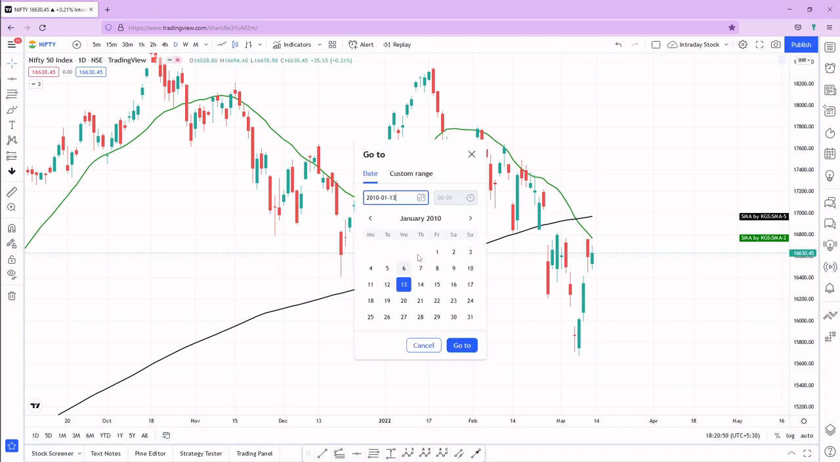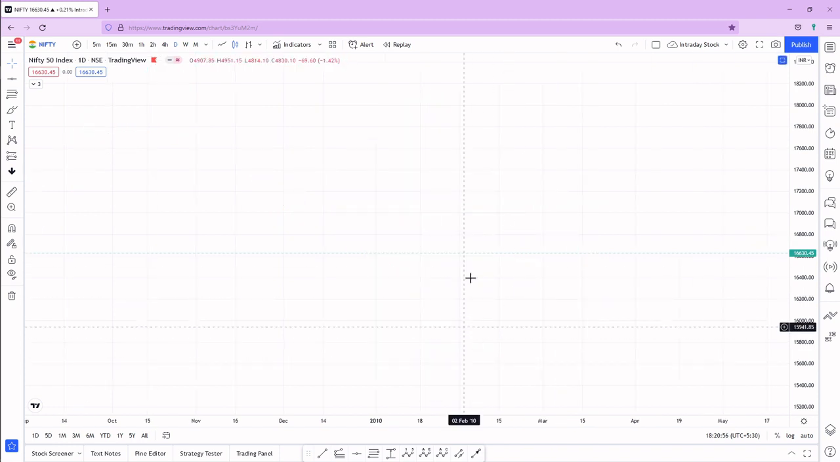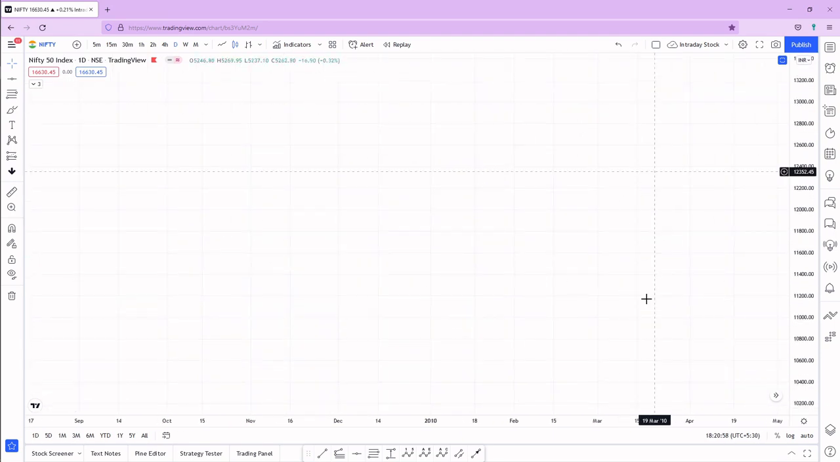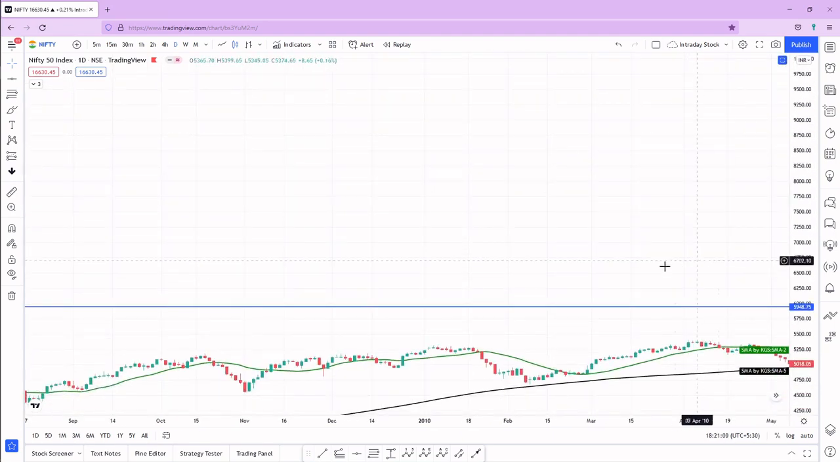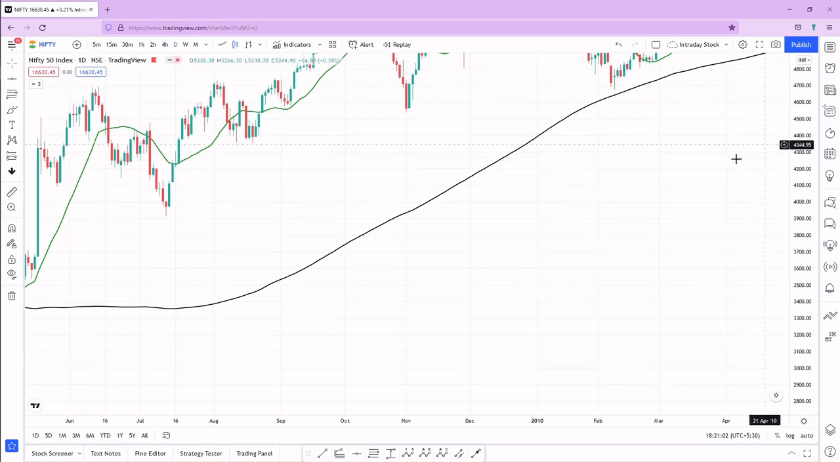Now let me go to January 13th. I randomly took the 13th, changed the month to January, and I'm going to look at the 2010 data. Okay, so this is the date.